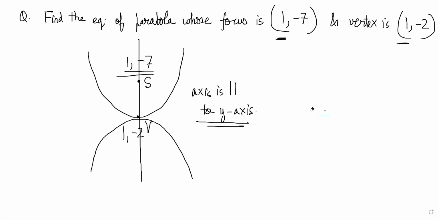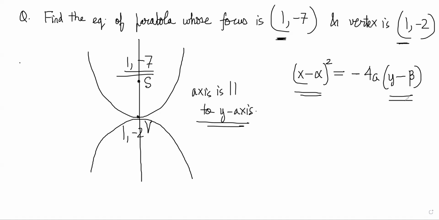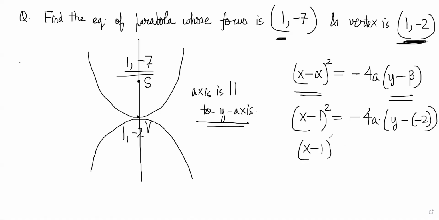So in general, what we can say is the equation of this parabola will be of the form x minus alpha whole square is equal to minus 4a times y minus beta, because the vertex has been shifted. Vertex is 1 comma minus 2, right? So it should be x minus 1 whole square is minus 4a times y minus 2. So this becomes x minus 1 whole square is equal to minus 4a times y plus 2.